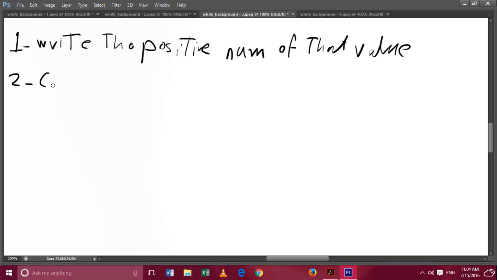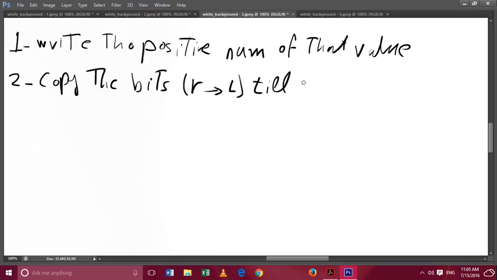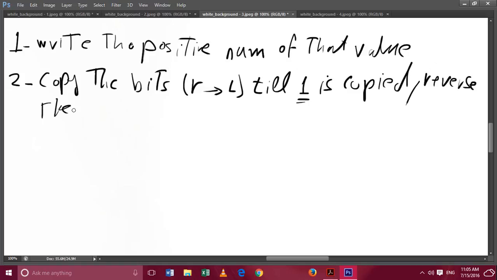Second, copy the bits from right to left till 1 is copied, and then complement or reverse the remaining bits.